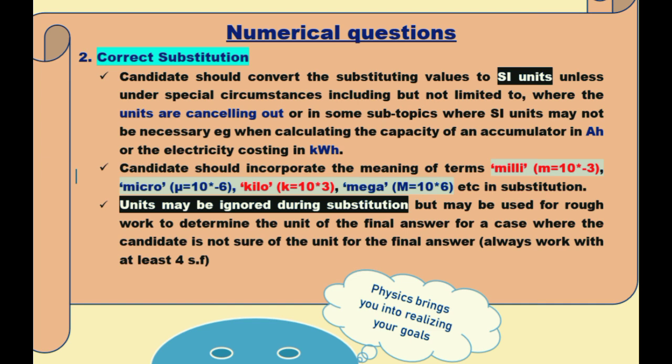One, where the units are cancelling out, or in some topics where you don't require to use the SI units. There's some few topics or subtopics. For example, when you are working costing of electricity in kilowatt hour, not seconds. Capacity of an accumulator in cells and simple circuits in ampere hours and not ampere seconds. So there's some few exceptions, but always work with the SI units. And then candidates should incorporate the meaning of terms milli, micro, kilo, and mega in substitution.